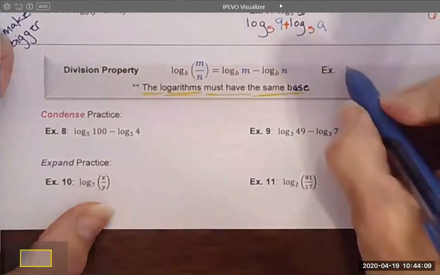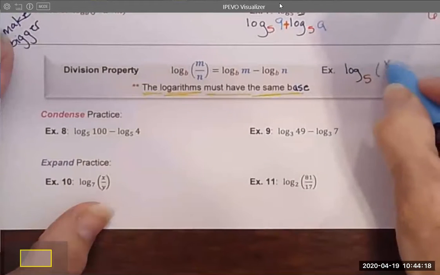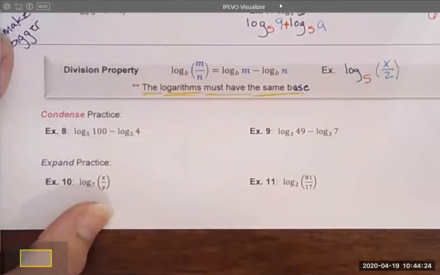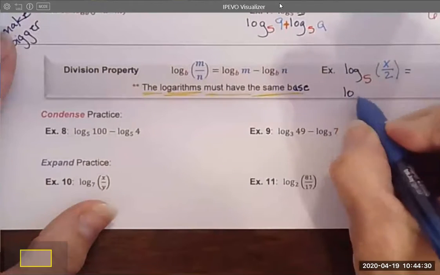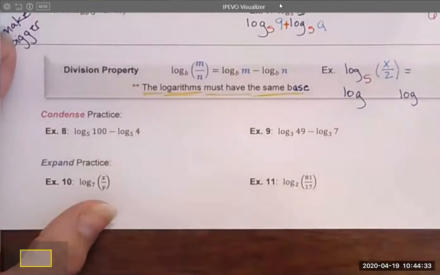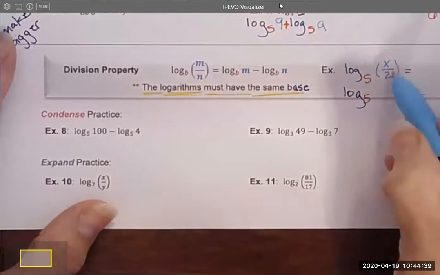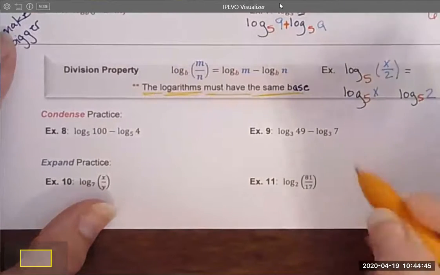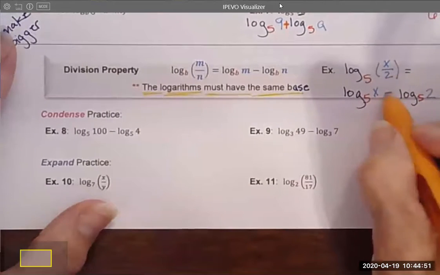An example of this property might look like log, let's try base 5, because we haven't used that yet. And then up here, I'm going to put some sort of division statement, x divided by 2, just for grins and giggles. I can rewrite this as a subtraction statement by breaking it into 2 different logs. They both have the same base, because that's a criteria, and I put the numerator in the front position and the denominator in the second position. And folks, order definitely matters. It's very important when using subtraction that you always put the numerator in the first position.